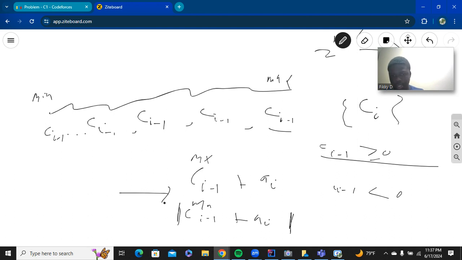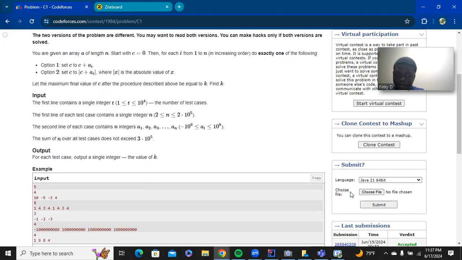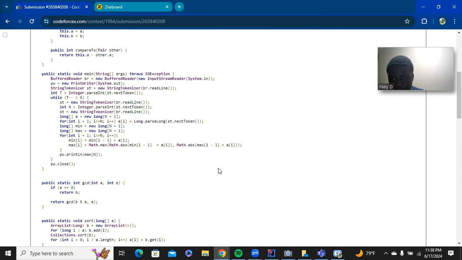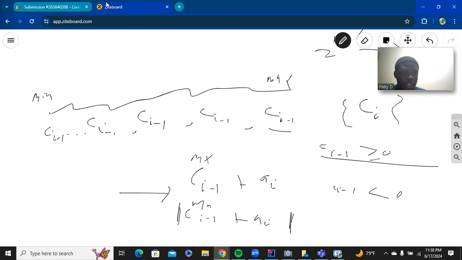So the idea is that you just always keep track of the minimum and maximum value. And so the code for this is pretty simple. It's basically just you take in the array. You keep track of the minimum value. To keep track of the minimum value on the ith value, you just never apply option 2, right?